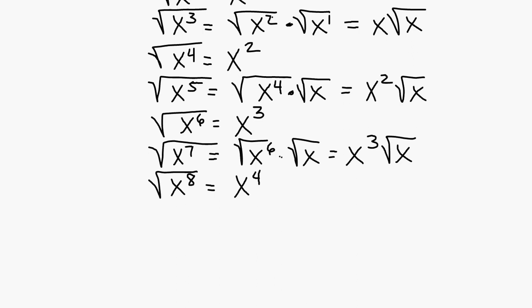Y'all see the pattern for the odd numbered powers? So if we go dot, dot, dot, and we go down to the square root of x to the 21st. Square root of x to the 20th times the square root of x. X to the 10th times square root of x. Good.